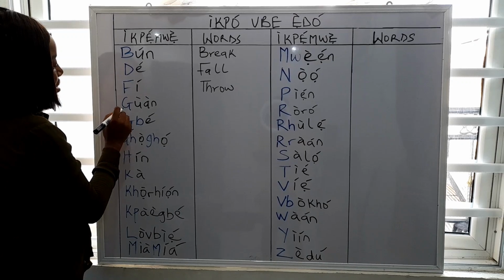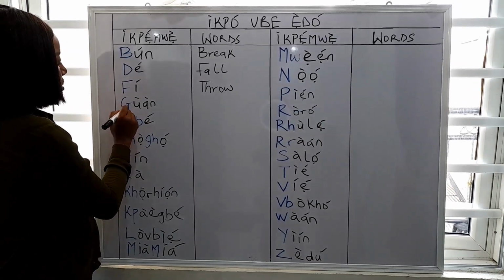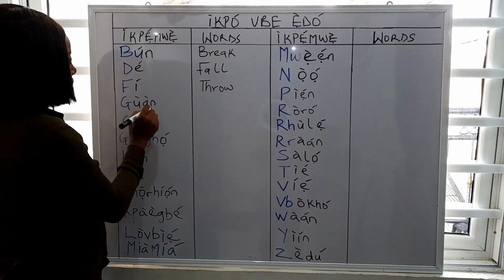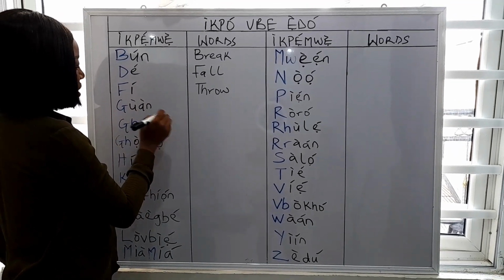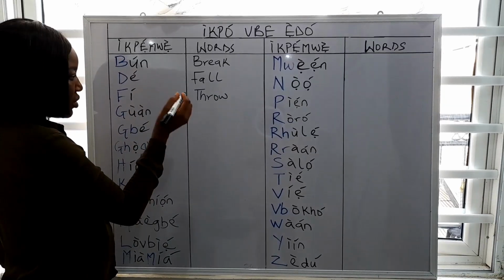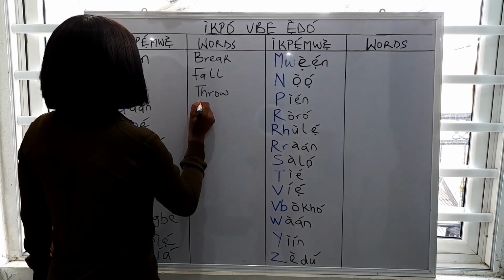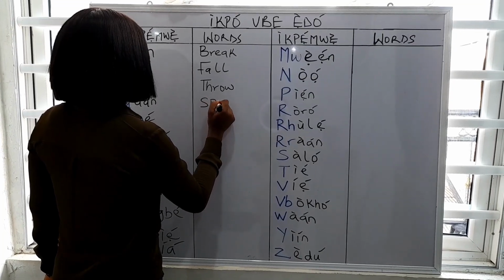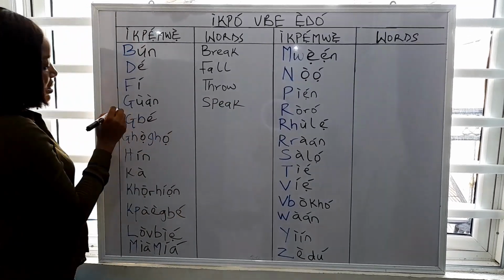Okay, the fourth consonant is g. Gua, or guan. Guan is just to speak. If you say guan, it means spoke. So the tone is high. All right, guan, to speak. All right, that's g.